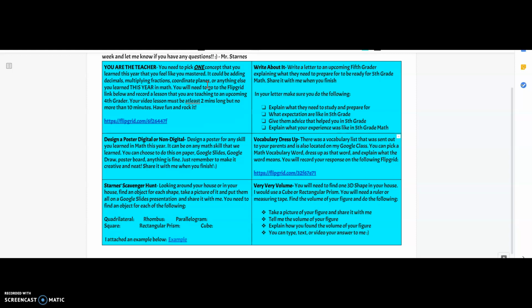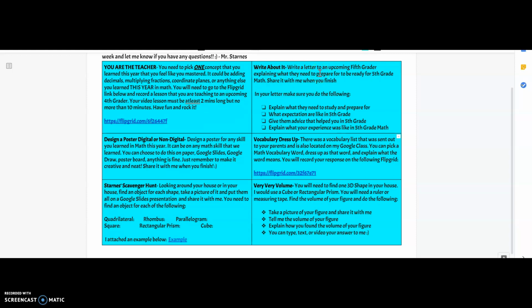And what you're going to do is you're going to be teaching it to an upcoming 4th grader. So somebody who's coming to 5th grade next year, you're going to teach them that skill. So if it's adding fractions, then you need to make sure you teach a lesson that that kid can watch and they would understand it when they get done with your video. What you're going to do is you're going to be recording it and putting it on the Flipgrid link right here.